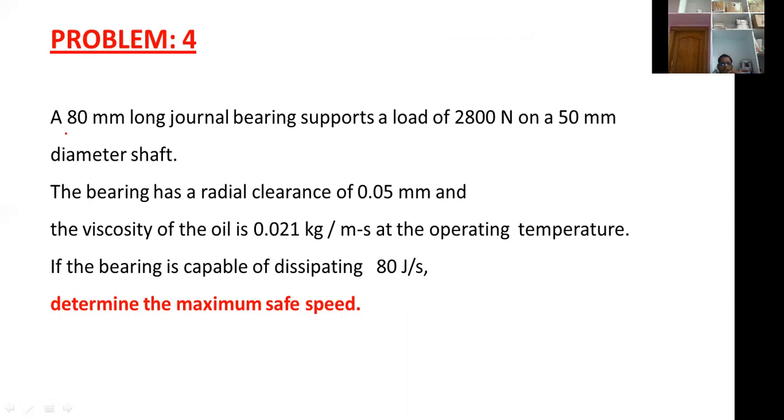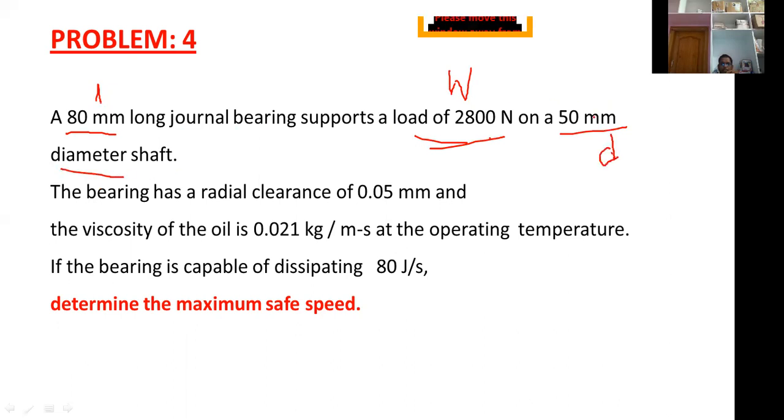Now this 80 mm long journal bearing. The value of length is given, and load is also given, that is W. And 50 mm diameter. The diameter of the shaft is also given, that is small d equal to 50 mm and L equal to 80 mm. Length of the shaft equal to 80 mm, load W equal to 2,800 newtons, and diameter d equal to 50 mm.